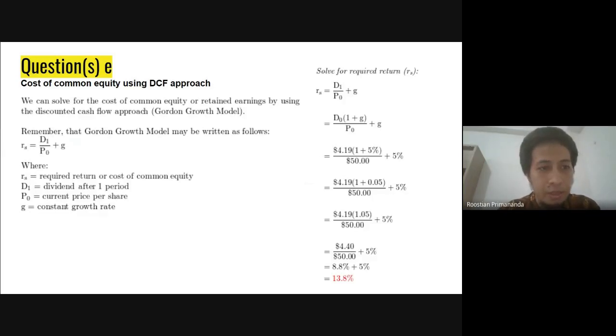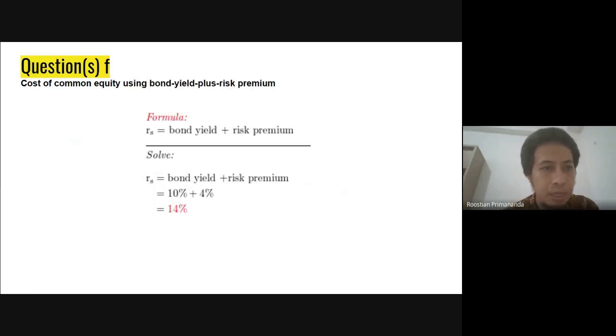Next, for the question F. Question F, cost of common equity using bond yield plus risk premium. The formula is RS is bond yield plus risk premium. So it will be 10% plus 4%, which is 14%.